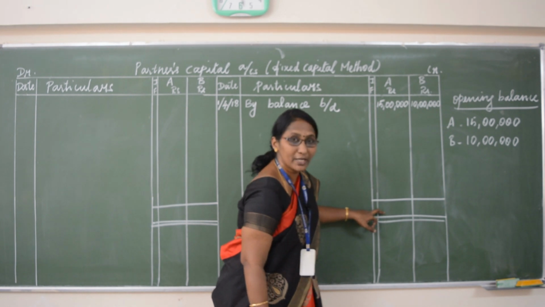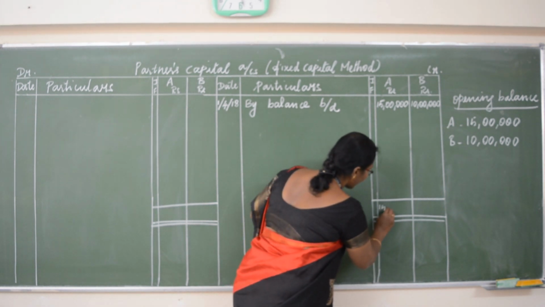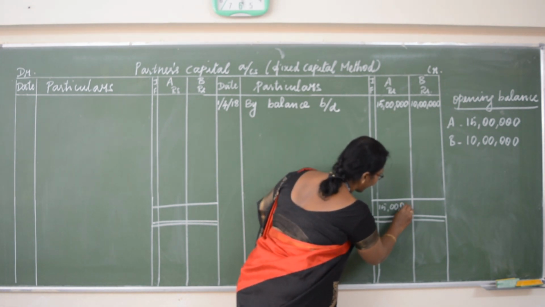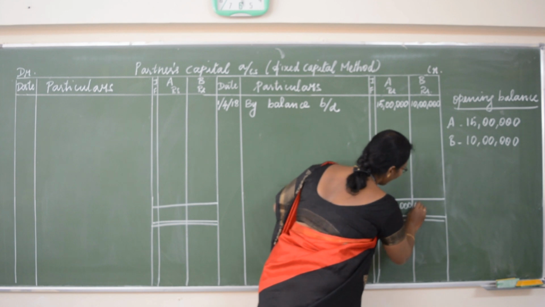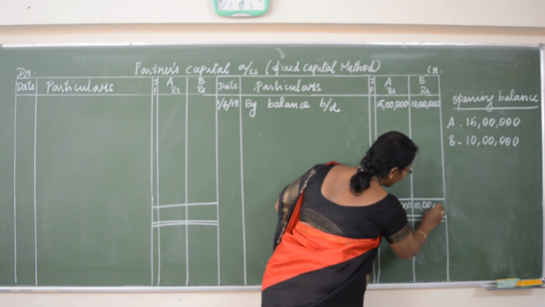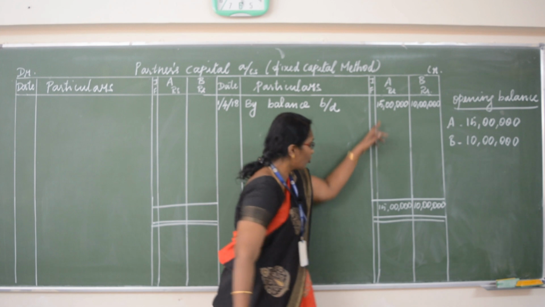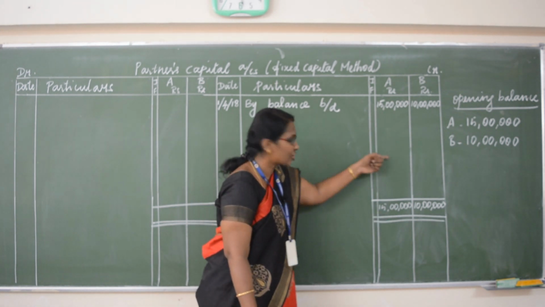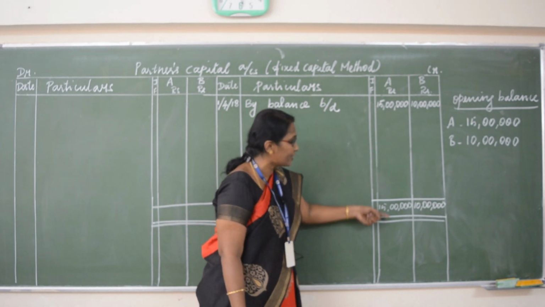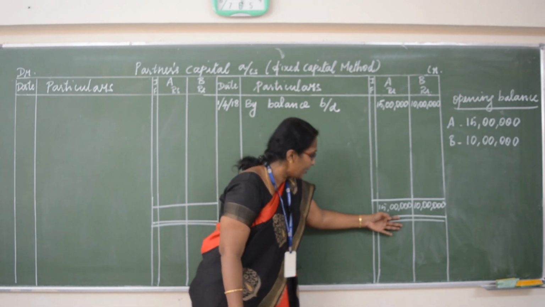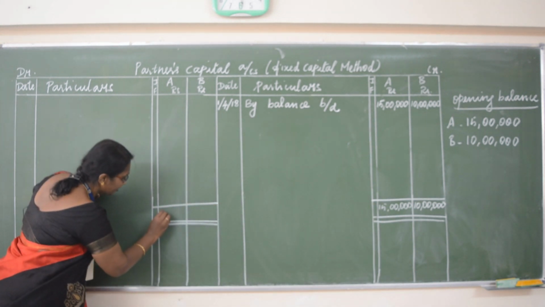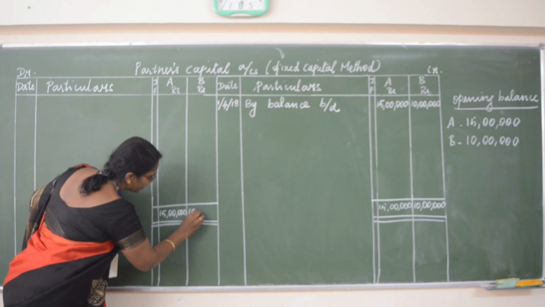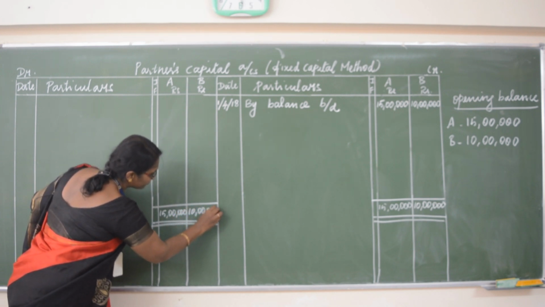$15 lakhs will become here as what? Total. Because is there any other value? No. So 15 lakhs here I will write as total. So how much for B? 10 lakhs for B. There's only one value. The same value here you will write as what? Total. If you write additional capital, these two should be added and written here as total. The same total you write here in debit side. 15 lakhs for A, 10 lakhs for B.